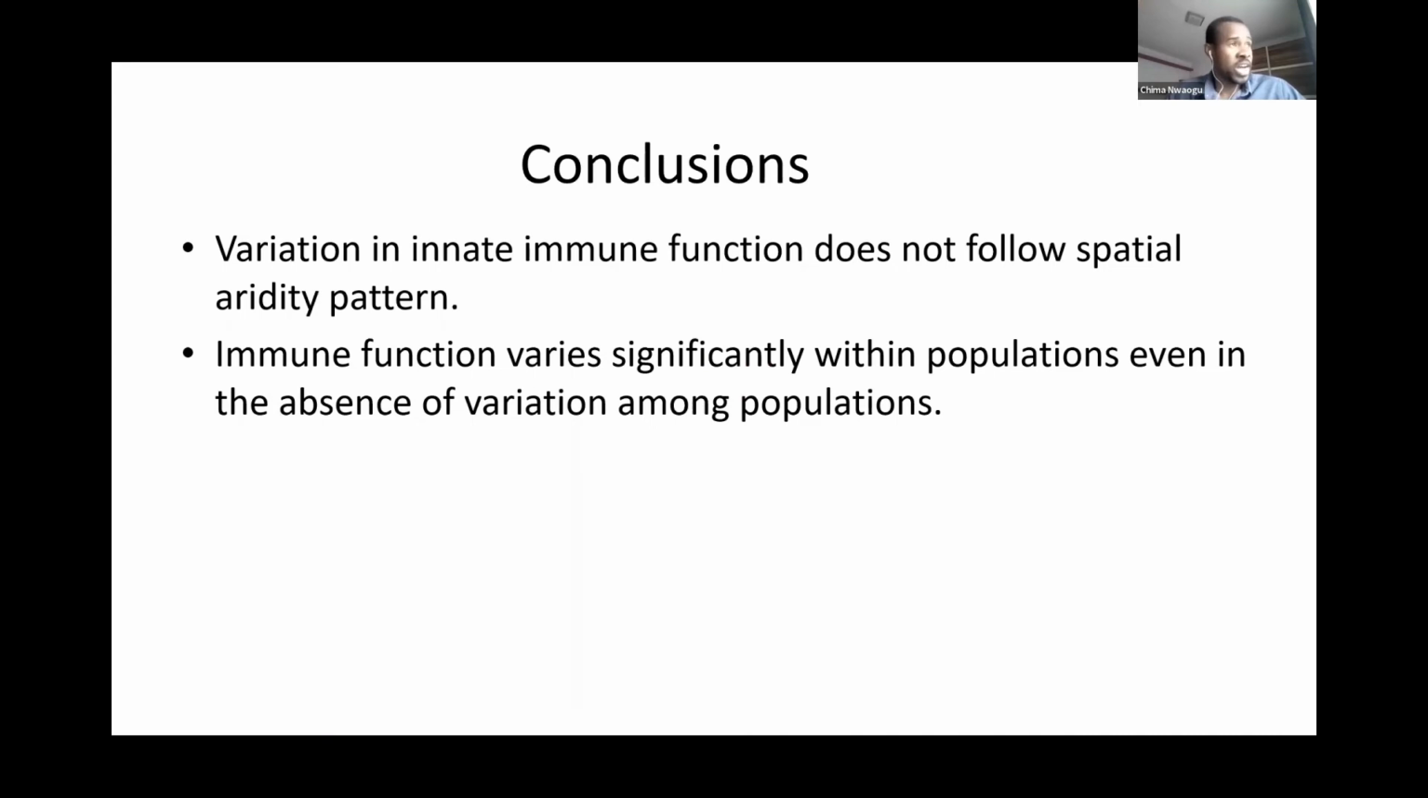So we can conclude from this part of the study that variation in innate immune function does not follow a spatial aridity gradient. The pattern we see in time is not consistent with changes in aridity in space. But then we see clearly that there's huge variation within a population. So individuals do different things, even under the same environmental conditions.